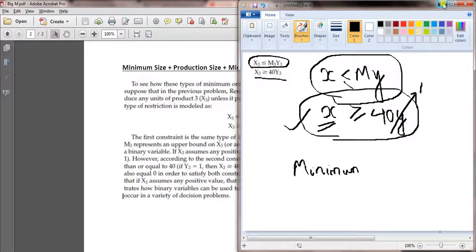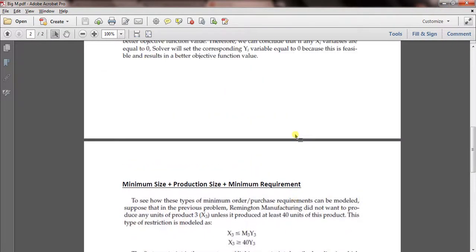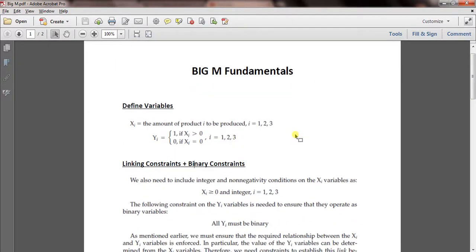This is basically the complete concept that you may need in order to solve big M problems.